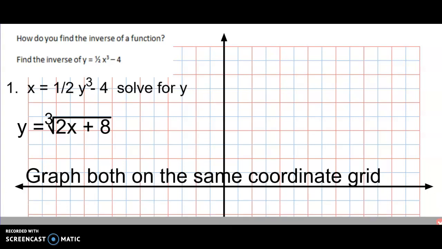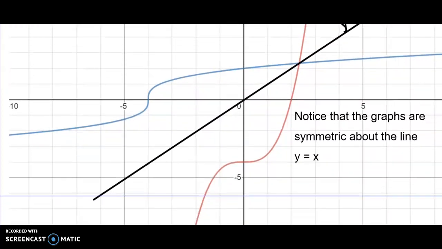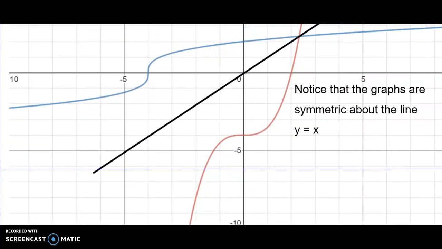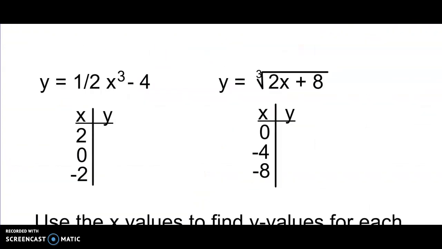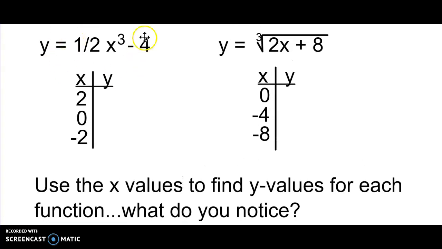So we graphed both on the same coordinate system, and this is what we had. We have this nice symmetrical graph about the line y equals x. Okay, we had 1/2 x cubed minus 4. The inverse of that was the cube root of 2x plus 8. Notice both graphs are symmetrical about the line y equals x. That's what we did last chapter. Well, every function that's 1-to-1 has an inverse, right? So these two were 1-to-1. They had the inverse. And remember how the x's and y's were reversed.